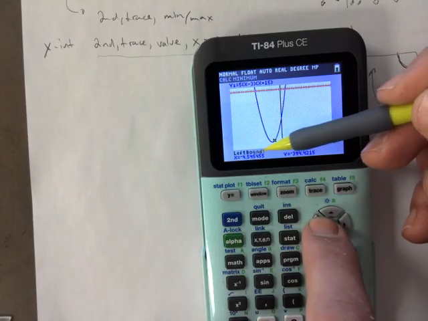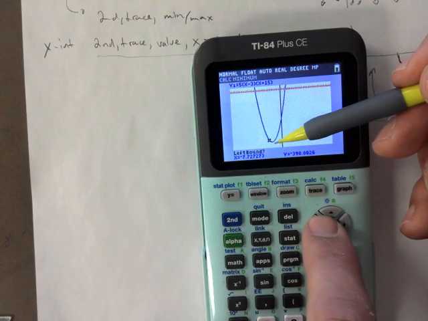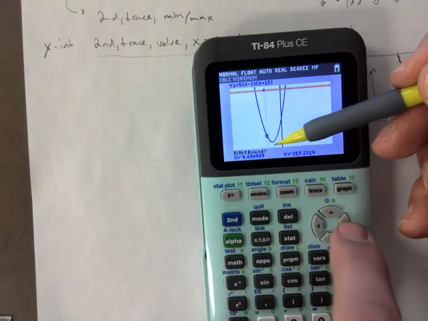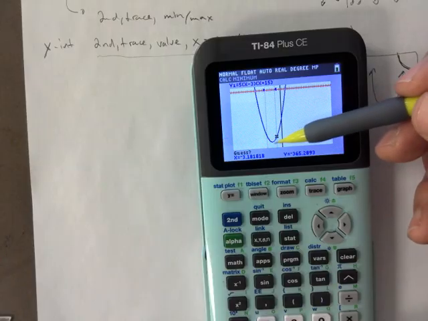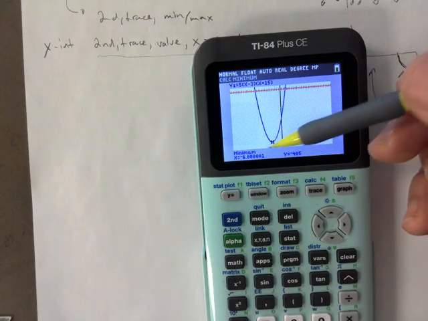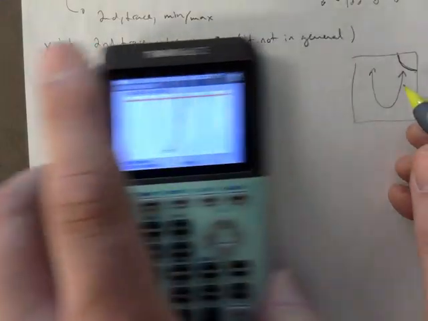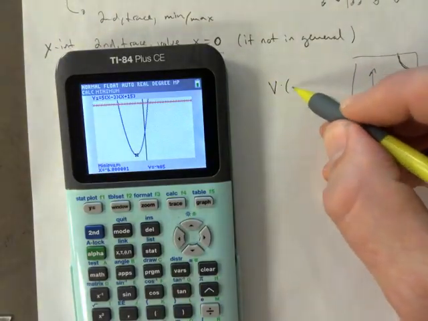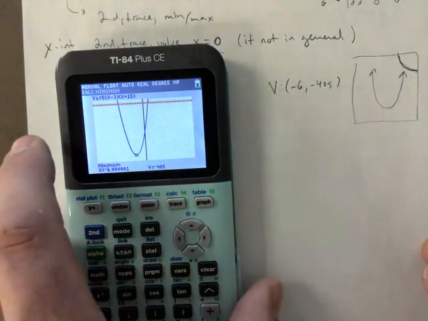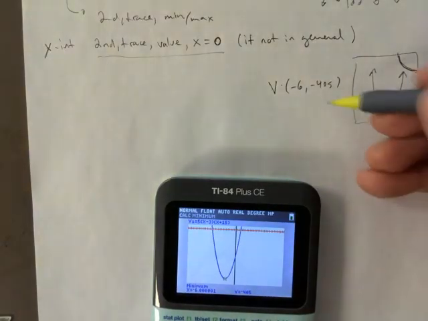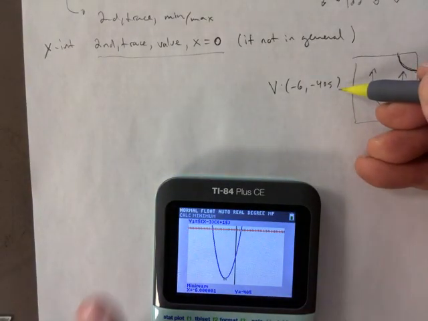It says left boundary first. So you need to go to the left of the vertex, hit enter. Then you go to the right of the vertex, hit enter. Now you've narrowed it down to that area. Enter one more time. So my vertex there, I'm going to state it here: -6, -405. It's extreme values, but you need to be comfortable with that. So I know that that's the vertex.